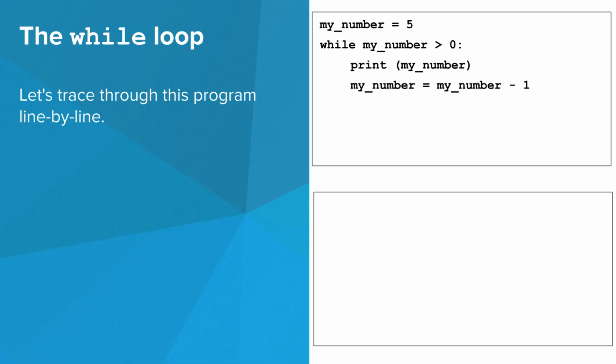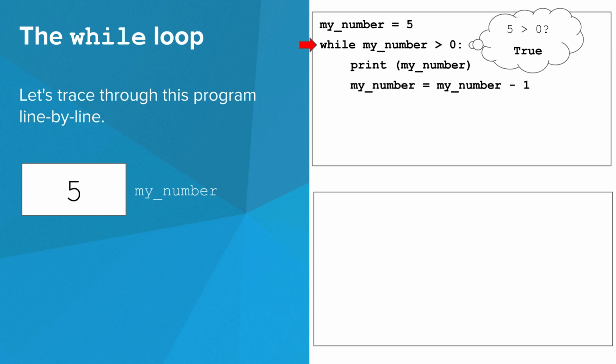Let's trace through this program line by line. Where's our interpreter? There it is. We'll use a little box to represent the variable myNumber. The first line sets this variable to 5. The interpreter checks the condition. Since 5 is greater than 0, the condition is true, so the interpreter will continue to the body of the loop. The value of myNumber gets printed, and then the value of myNumber changes to 4.